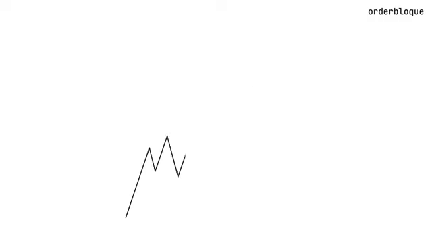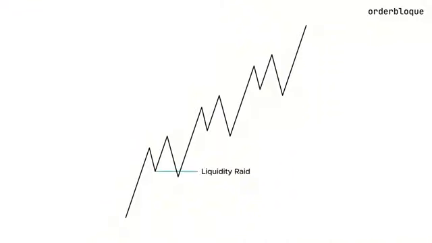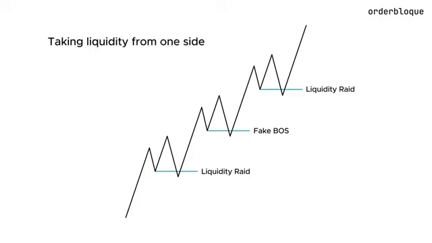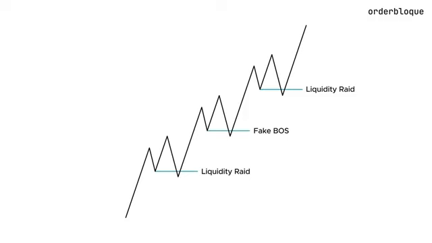Order flow in the smart money concept. Smart money differs in its understanding of order flow, as it is closely related to large players and manipulations stemming from their capital. Schematically, it looks something like this. Price regularly conducts liquidity raids, forms false structure breaks, but ultimately moves in the initial direction. That is, the main focus is on periodically taking liquidity from one side, which many perceive as deception, attributing it to algorithms from Rothschild's laptop and world government conspiracies.